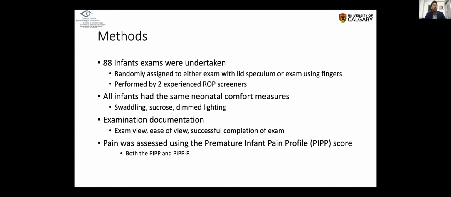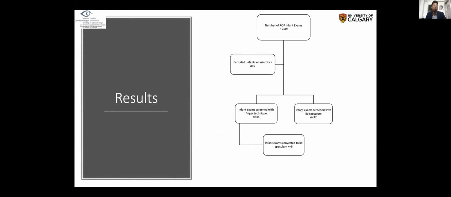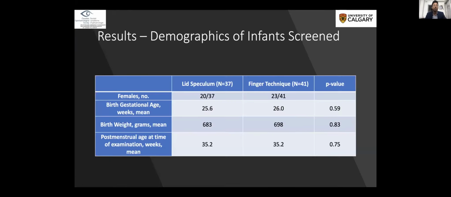Pain scores were assessed using the premature infant pain profile. We used both the older PIPP and the newer PIPP-R pain scores. We used a repeated measures design in which infants contributed scores to both groups. 45 infants were screened using the finger technique and 37 using the lid speculum. 5 of those examined with the finger technique were converted to lid speculum, and we'll talk about that later on.